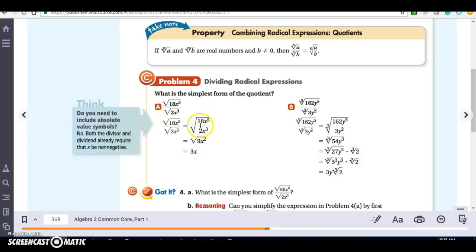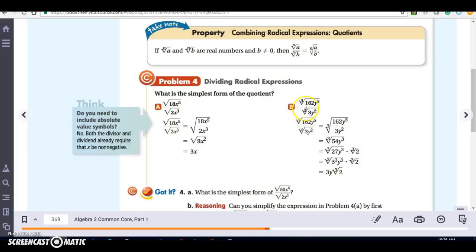divide now. So, 18 divided by 2 is 9. x to the 5th divided by x cubed is x squared. And I can take the square root of both of those. So the square root of 9 is 3, and the square root of x squared is x. Let's take a look at B.